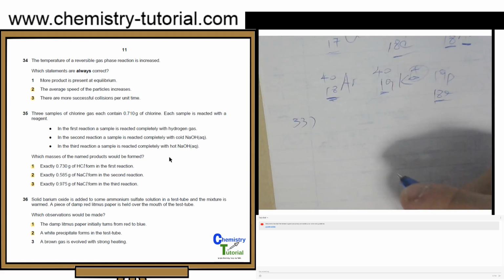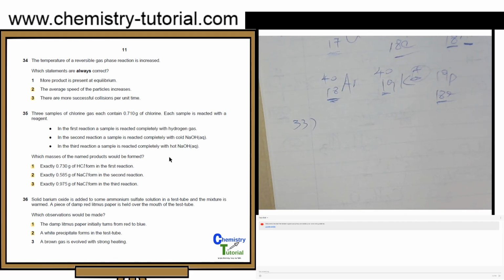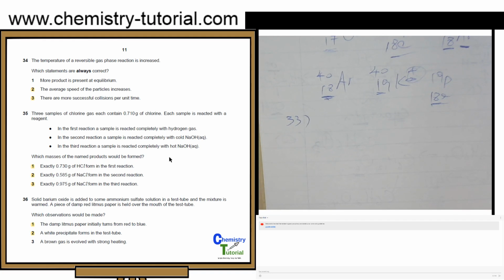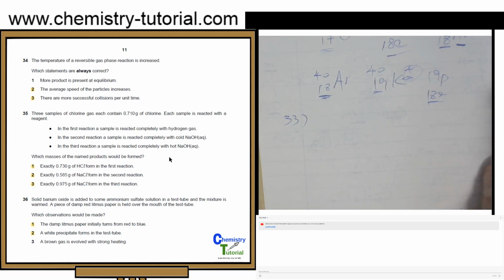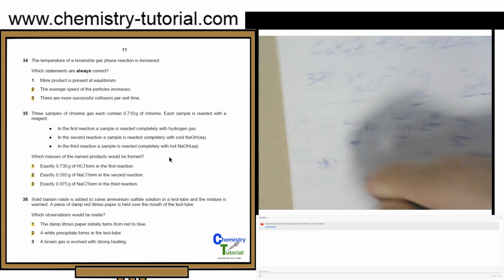For question 34, now the temperature of a reversible gas phase reaction is increased. Since it's a reversible reaction, that means we may have to apply Le Chatelier's principle. Which statements are always correct? Option 1: more product is formed at equilibrium. Well, this statement is not always correct. Why is that the case?